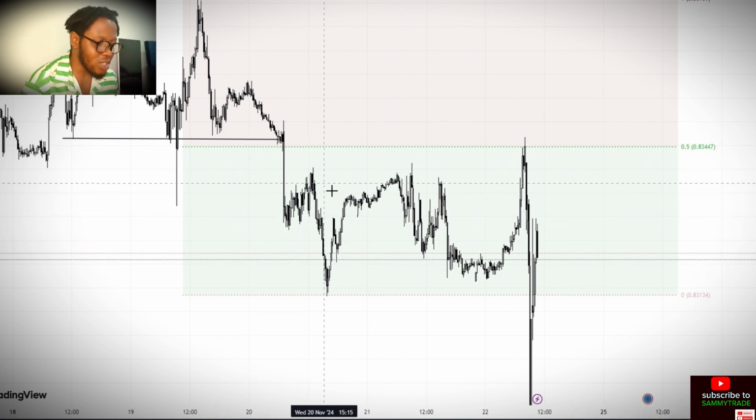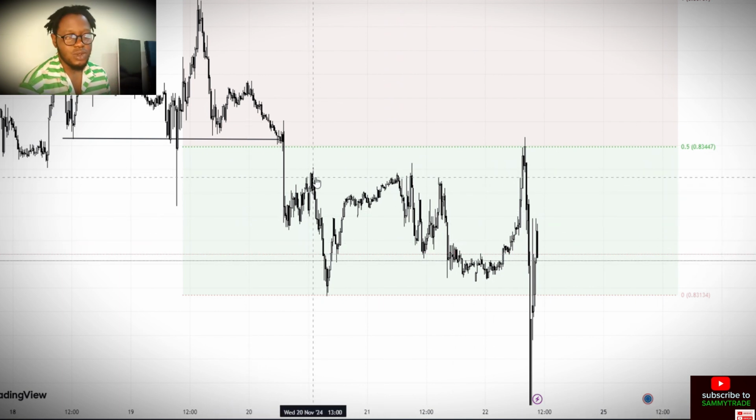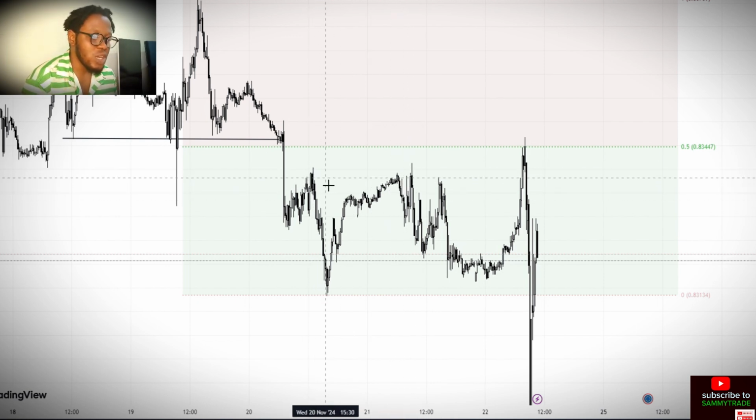So right here, I saw this and I said, you know what, if price wants to go, let price go, because price is not yet at my premium. So I won't take this trade because this is not among my trading plan. All right, I don't trade like this. So I didn't take it at this point. I know that there was liquidity above here.